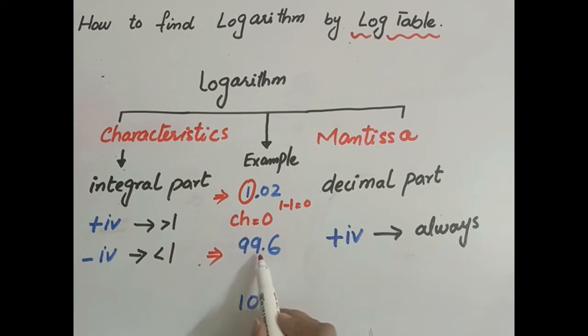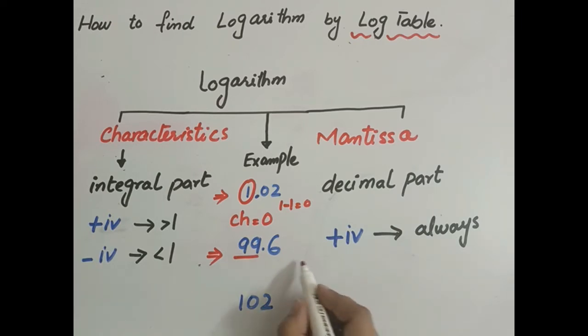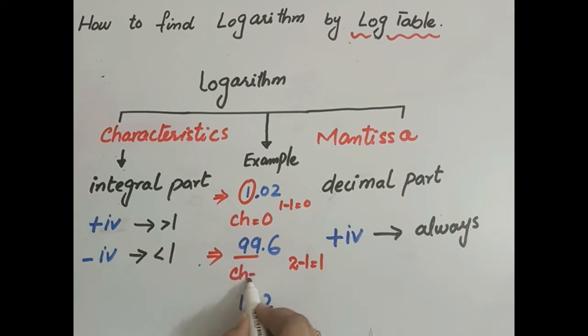Now let's talk about this number, 99.6. Its integral part has 2 digits, and we have to subtract 1 from it. So the characteristic will be positive 1. So its characteristic will be 1.